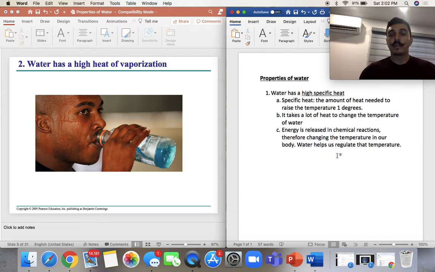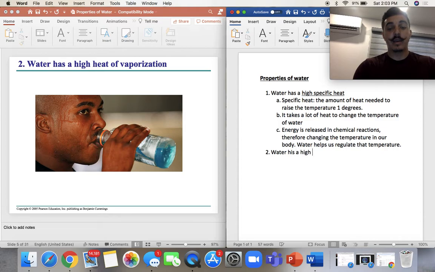So the energy is released inside us. Since water has a high specific heat, it doesn't really affect us a lot. We don't get really hot or really cold very quickly. It takes a while for all these chemical reactions and everything around us to really change the temperature in our body, which is crucial. It's very important. Okay, so we'll jump to number two.